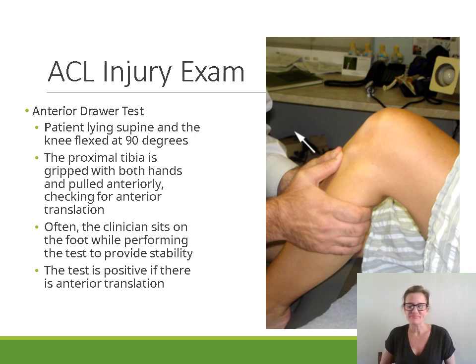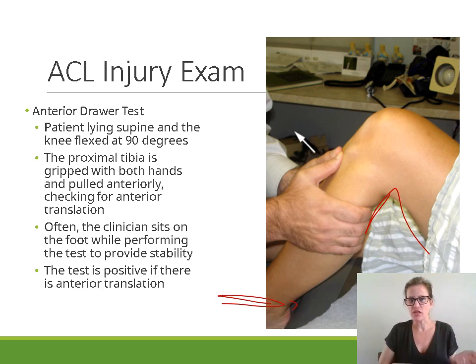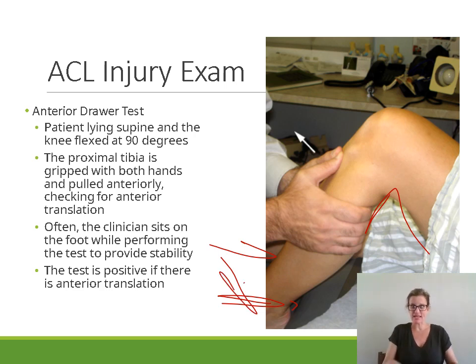Anterior drawer sign, really it's kind of testing the same thing, testing if the tibia will be pulled anteriorly more. It's just a different way of doing it. So anterior drawer sign, again, you've got the patient lying down supine, the knee is flexed at 90 degrees. So you have to stabilize the bottom of the foot here. So frequently the clinician will sit on the foot. You can't see him doing this, but his legs are right here, and he's actually sitting on her foot to stabilize it.